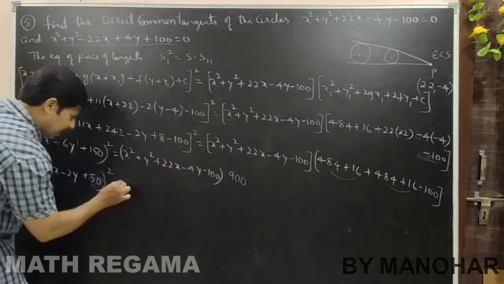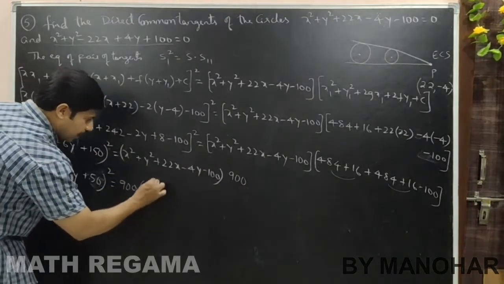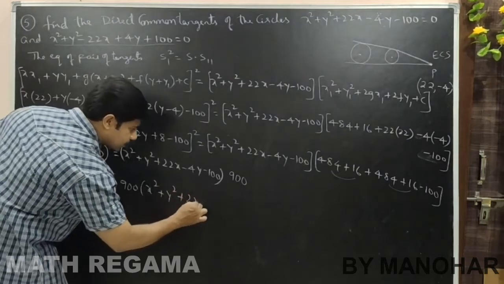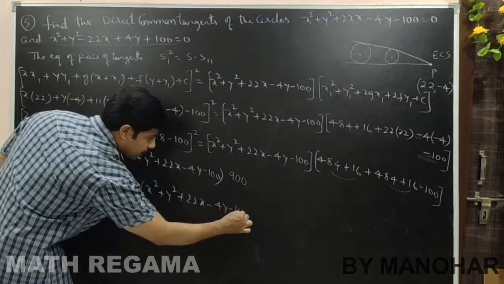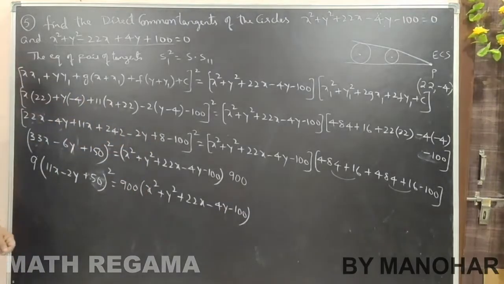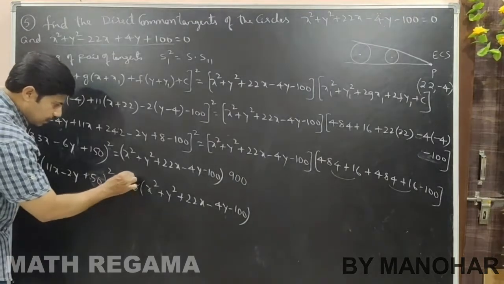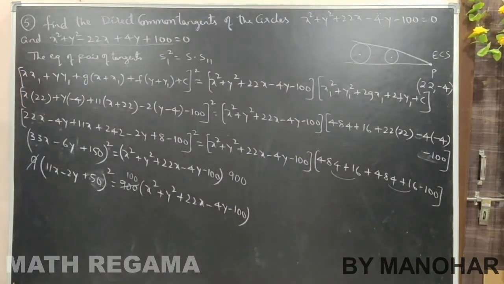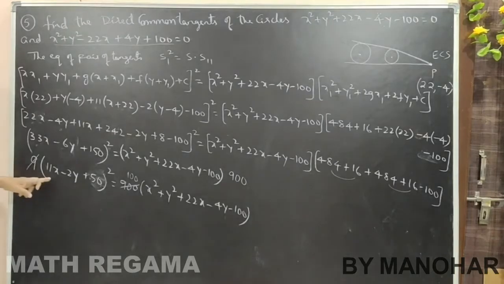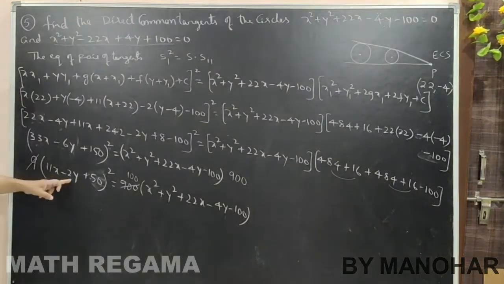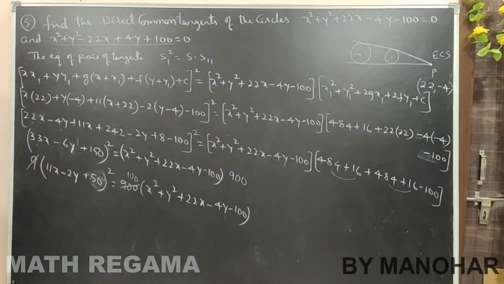So this 900, I will write first 900 into x square plus y square plus 22x minus 4y minus 100. Okay, after this what I do, I can cancel this. 9 ones are 9 and 9 goes 100 times. Now after that what we have to do is we need to expand this 11x minus 2y plus 50 whole square is equal to 100 into x square plus y square plus 22x minus 4y minus 100. We will expand this.